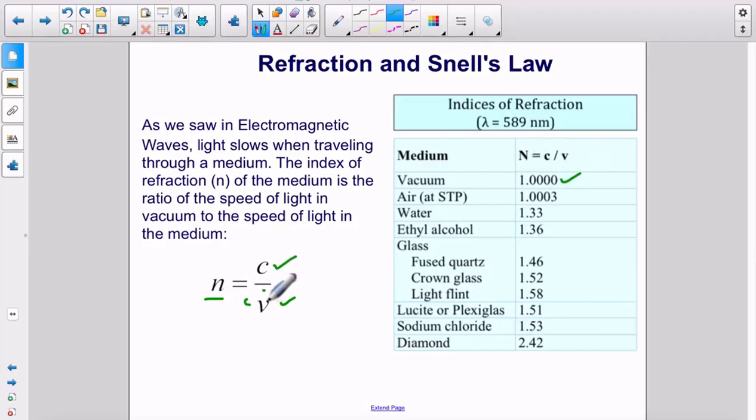However, for any other material, v is going to be slower than c, which means the denominator will be less than the numerator, giving us a value that is always going to be more than 1. So for water, the value is 1.33. For diamond, it's going to be 2.42.